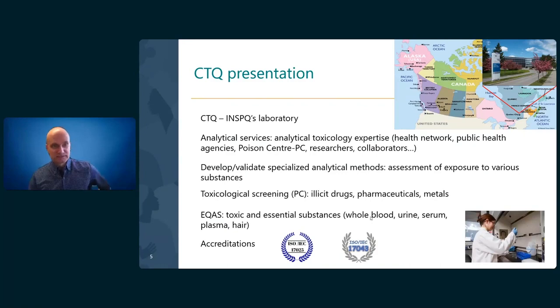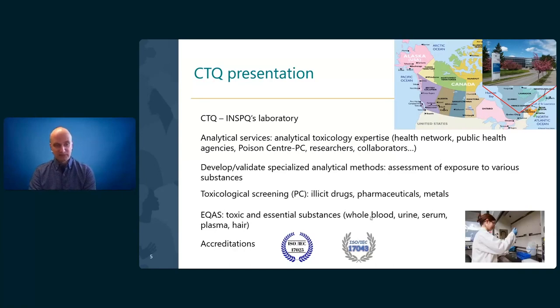So here we are. CTQ, which stands for Centre de toxicologie du Québec, is one of the two laboratories of INSPQ, which is Institut National de Santé Publique du Québec. We are located in Québec City, which is about 3 hours drive from Montreal. We're a public laboratory. We provide analytical services, especially analytical toxicology expertise, mainly to the health network, so the hospitals, clinics, physicians, and so on, public health agencies, poison center as well, researchers, collaborators, and so on.